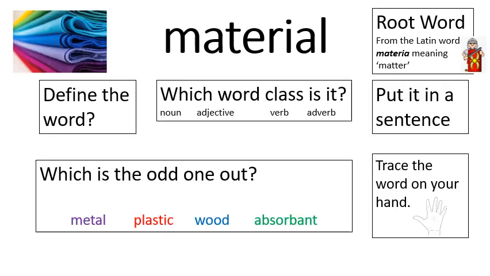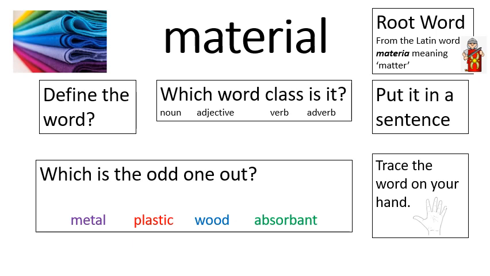The first word we're looking at in detail this week is the word material. And on this familiar slide, I have added a box to the top right where we can think about the root word for new words that we're learning. So material comes from the Latin word materia, which means matter in English. So matter helps us understand the meaning of the word material, because material is something that you use to make things with.